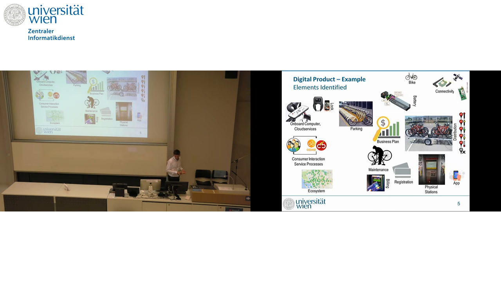And of course, we cannot forget, all of this is only possible if the company that offers this product operates on a positive revenue. So we need a business plan. We need to know what is the customer operation. We need to understand the whole ecosystem. We need to distribute the bikes in the whole city. All of this is a more abstract business plan.